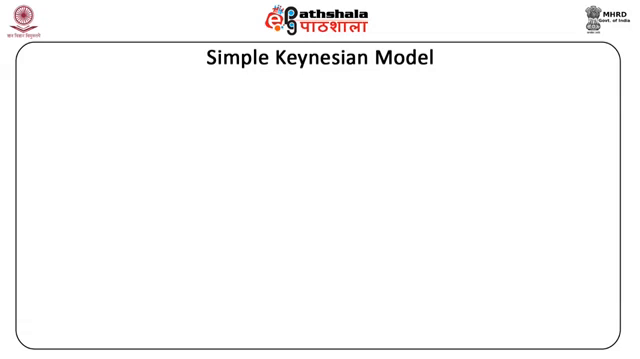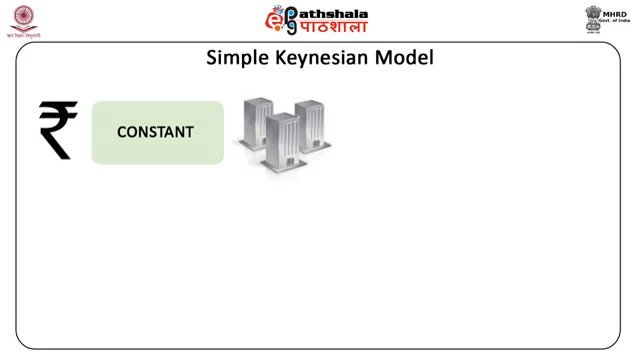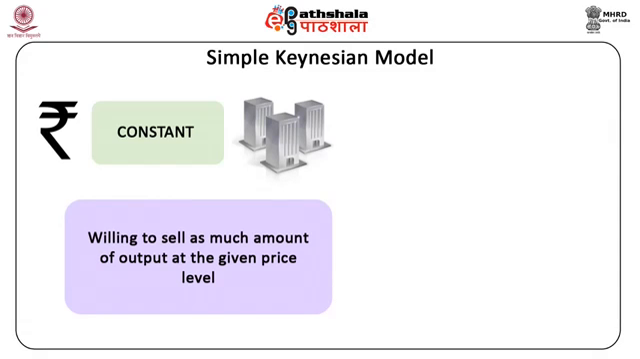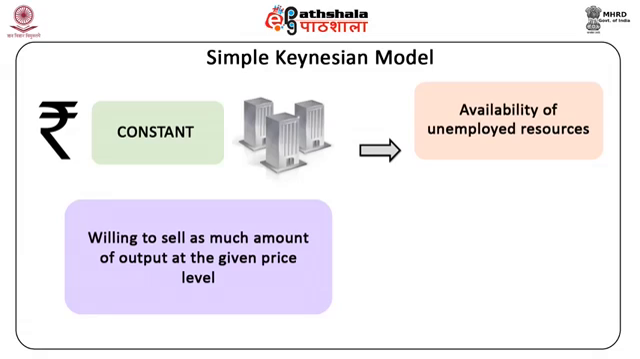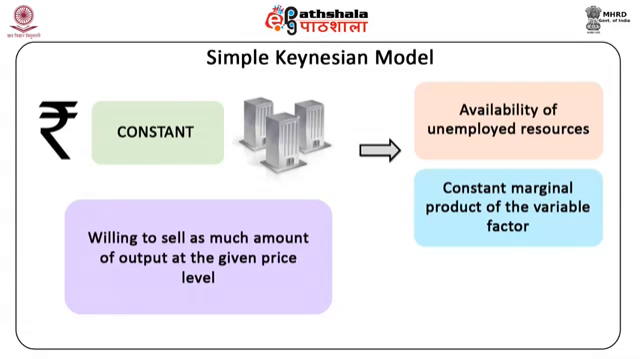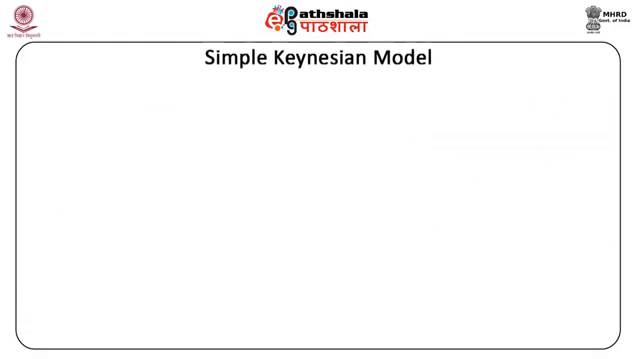The basic assumption in this model is that prices are constant and firms are willing to sell as much output as demanded at the given price level. That is, aggregate supply is perfectly elastic at the given price level. This assumption implies the availability of unemployed resources and a constant marginal product of the variable factor. Aggregate expenditure demand, that is AE, determines what is to be produced in the economy.